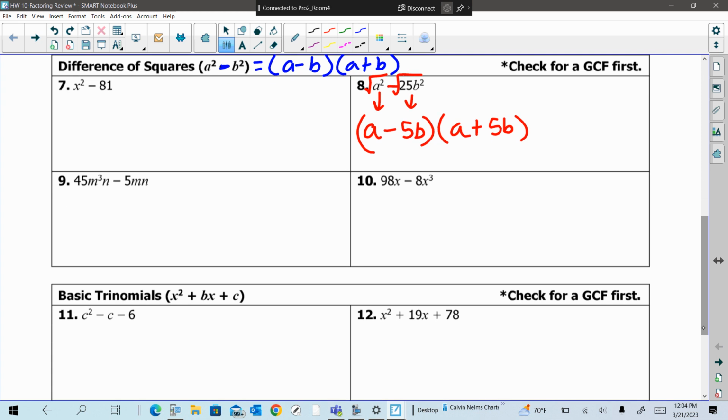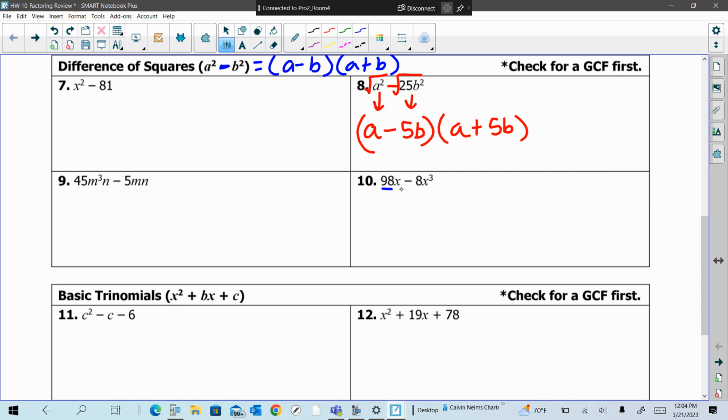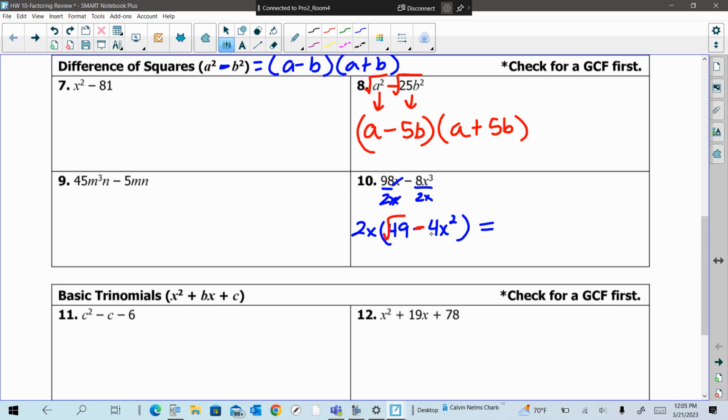To do 10, you do need to check for a GCF first. There is a common factor between 98x and 8x cubed, and that is 2x. So the 2x is outside the parentheses, leaving you with 49, because the x cancels here, minus 4x squared. And now we have subtraction, now you can do the difference of squares. So I want you to do the next step on that one.